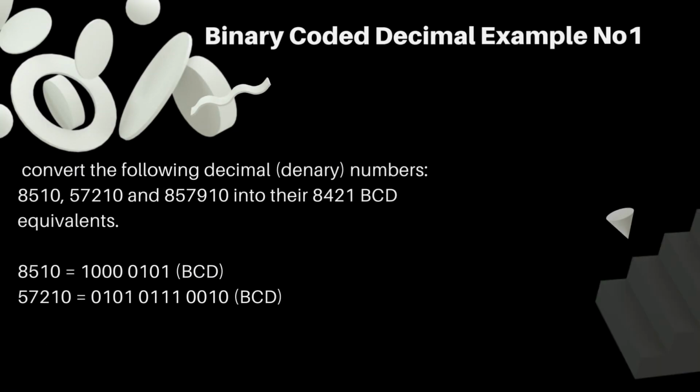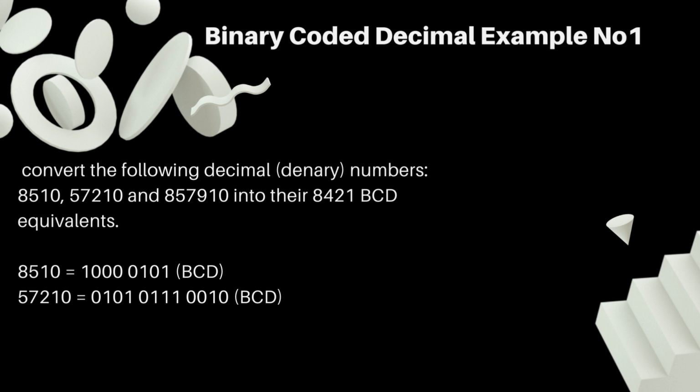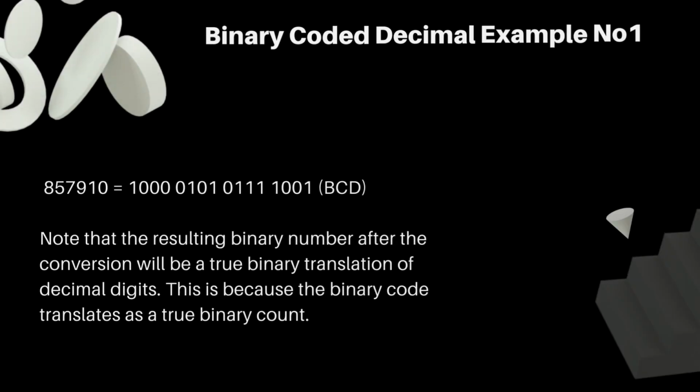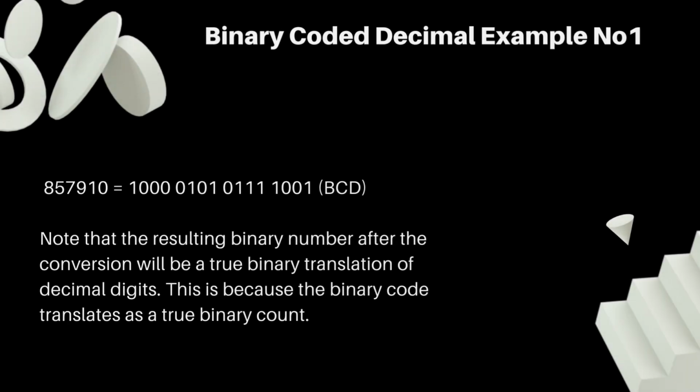Binary coded decimal example No. 1. Convert the following decimal numbers, 85₁₀, 572₁₀ and 8579₁₀ into their 8421 BCD equivalents. 85₁₀ equals 10000101. 572₁₀ equals 010101110010. 8579₁₀ equals 1000010101111001.